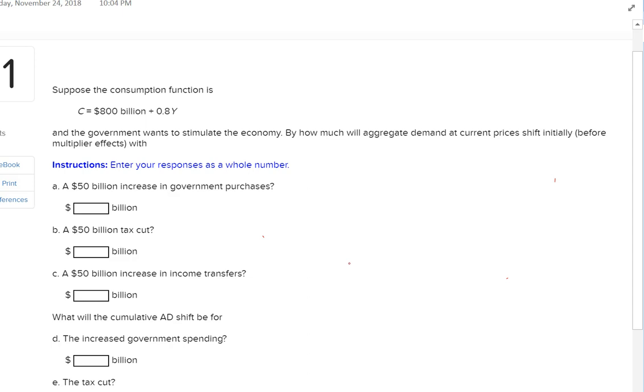We have an autonomous consumption value of 800 billion. We have a 0.8 MPC, or marginal propensity to consume. And given this information, we were asked to determine how much different events would stimulate the economy. So what they're asking is, by how much will aggregate demand at current prices shift before the multiplier sets in?